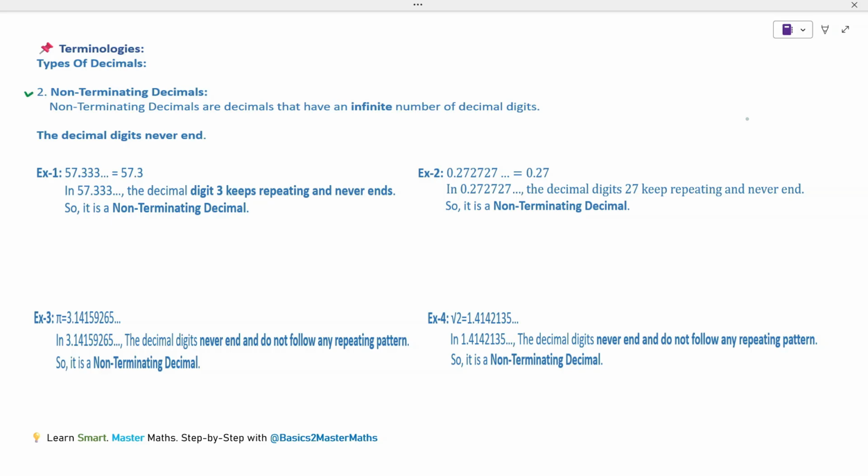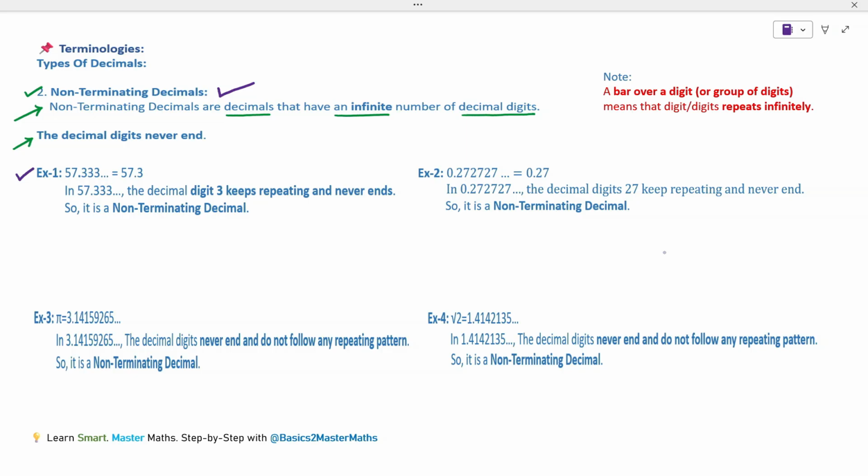Today we are going to learn about non-terminating decimals. The definition says that non-terminating decimals are decimals that have an infinite number of decimal digits. It means that the decimal digits never end. Got it? Let us try to understand the definition with an example.